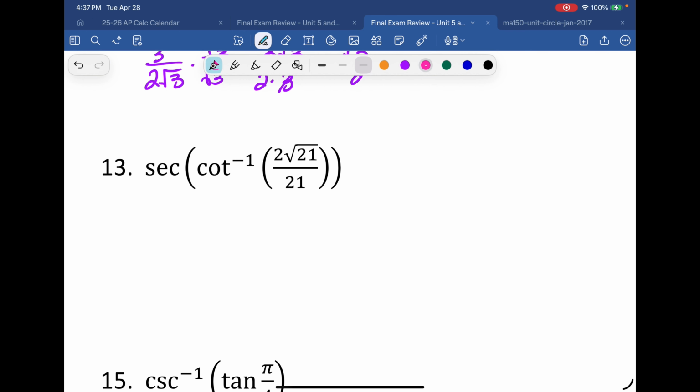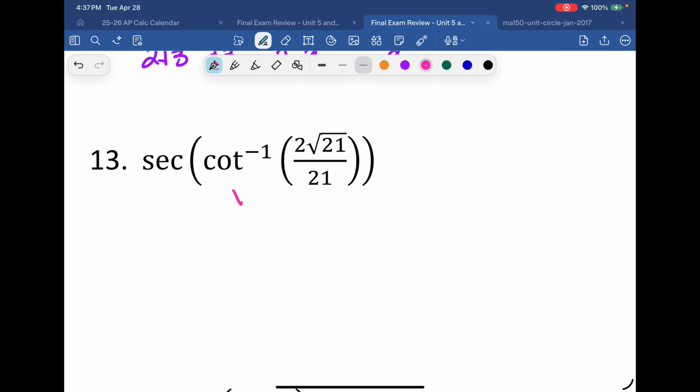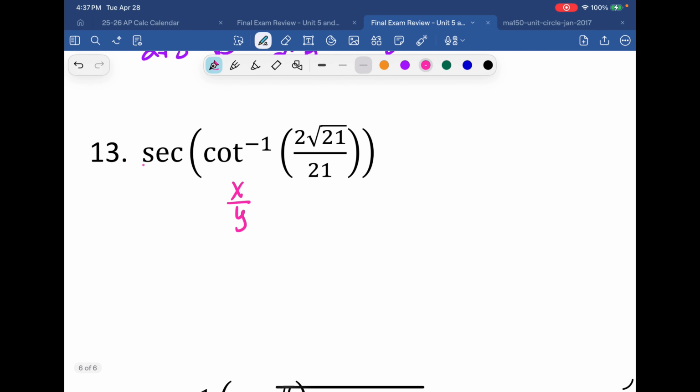All right, secant of the inverse cotangent of 2 root 21 over 21. I don't love that at all. It's fine. Cotangent is x over y. It's the reciprocal of tangent. Secant is reciprocal of cosine, so this is radius over x. So I've got the x. It's the 2 root 21. I just need to get the radius. All right, well, that's Pythagorean theorem.